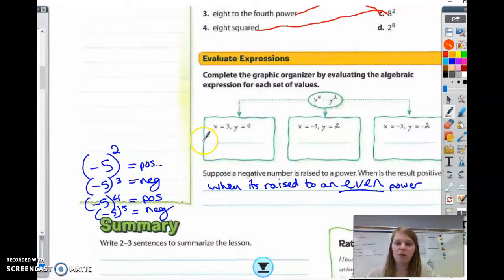It says, you might want a sheet of paper and definitely have a calculator handy, okay? So this says, complete the graphic organizer by evaluating the algebraic expression for each set of values. So we're going to solve this, and we're going to use these numbers to do it, okay? So we're going to plug in here, we're going to do x to the 4th, so 3 to the 4th power minus y squared, or 4 to the 2nd power, okay? So you see if you can do that. I'm going to work through it here as well, and then we'll get back together.